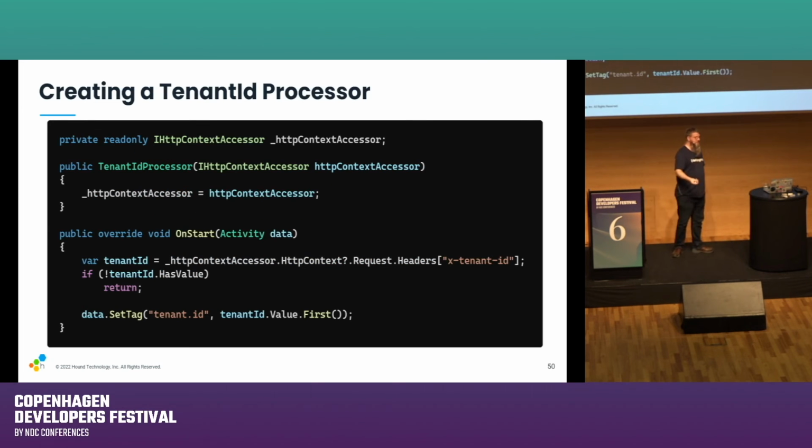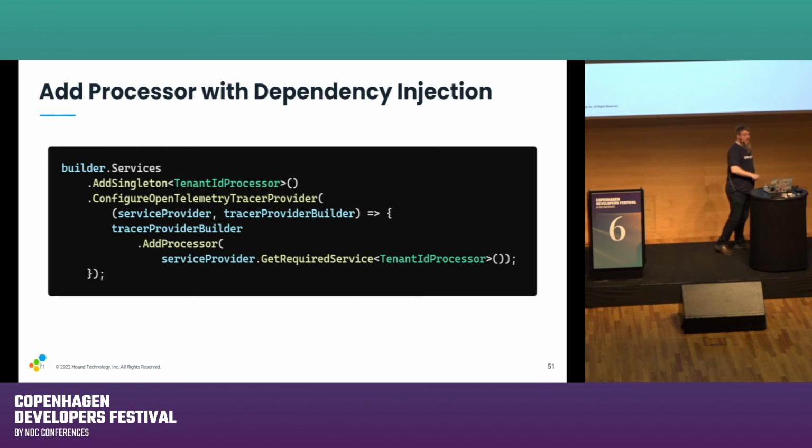And you can do some interesting things like, I would like the tenant ID from my HTTP request to be on every single span that's created. So I can add a processor that on start goes to the headers, grabs out X tenant ID, and adds that as a tag to the activity. And then I can add that using that configure OpenTelemetry tracer provider, same method that we were talking about for Redis before, because it can use dependency injection. So we can pass it in the IHttpContext.